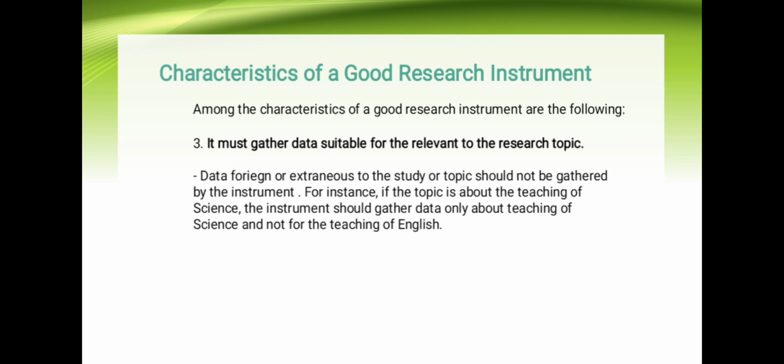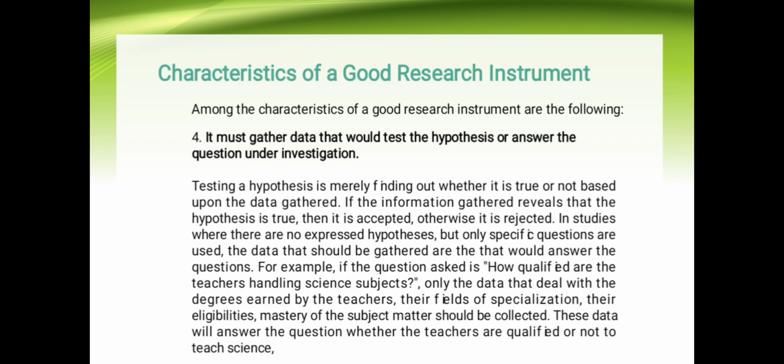Third, it must gather data suitable and relevant to the research topic. A tool must collect only information that matches the topic. Extra or unrelated data should not be included. Fourth, it must gather data that would test the hypothesis or answer the question under investigation. A tool must gather data that answer the research question or test a hypothesis. This helps confirm if the idea is true or not.